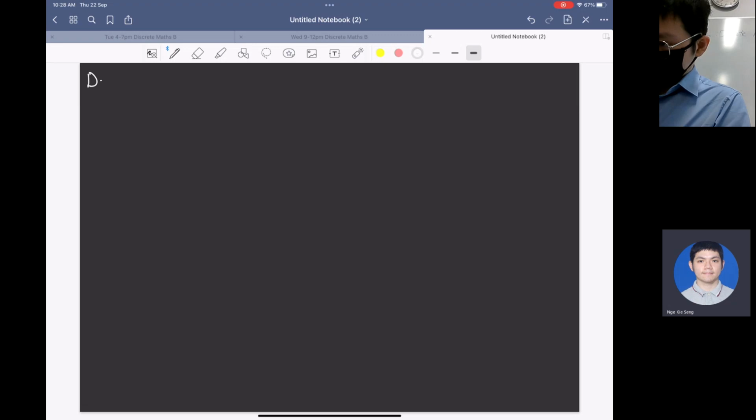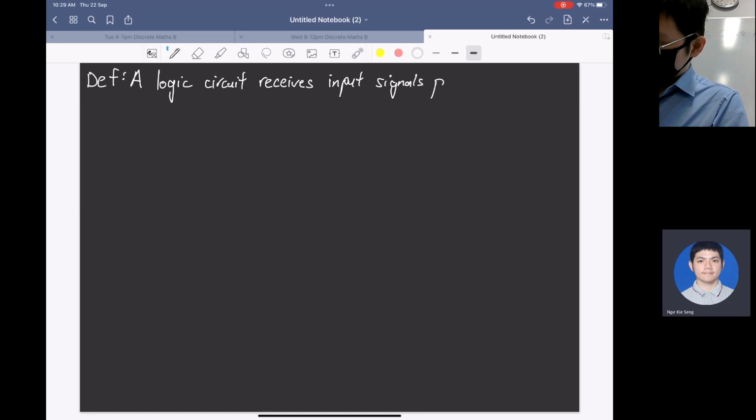So next is the logic gate. I think you saw logic gates in your physics class before or somewhere else. So a logic circuit receives input signals P1, P2. You can put as many as you want, finitely many. So it receives bits and produces an output signal.